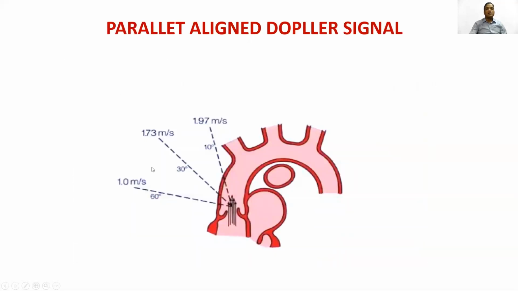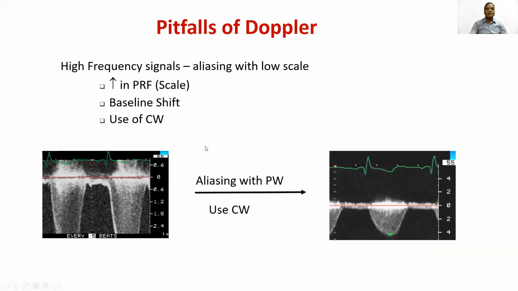What is the significance of aligning the Doppler along the jet? If the jet is of aortic stenosis like this, but we are aligning the Doppler across this plane, the velocity will be 1 meter per second. When it is through the proper jet, the velocity will be 1.97 meter per second. So the jet should be aligned parallelly.